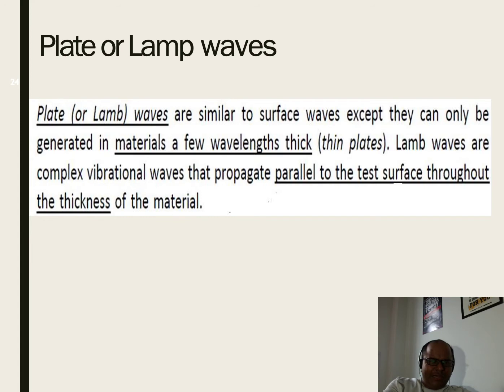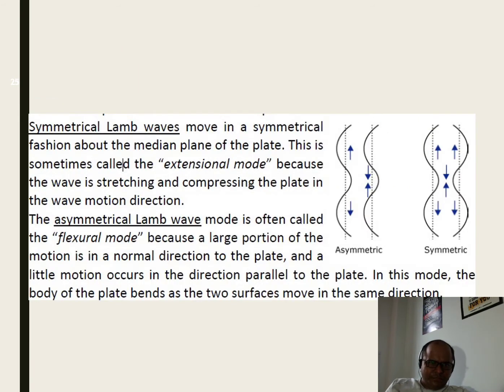Plate or Lamb waves are similar to surface waves except they can only be generated in a material a few wavelengths thick, that is, a thin film. Lamb waves are complex vibrational waves that propagate parallel to the test surface throughout the thickness of the material. There are two types of Lamb waves. The symmetrical Lamb waves move in a symmetrical fashion about the median plane of the plate.